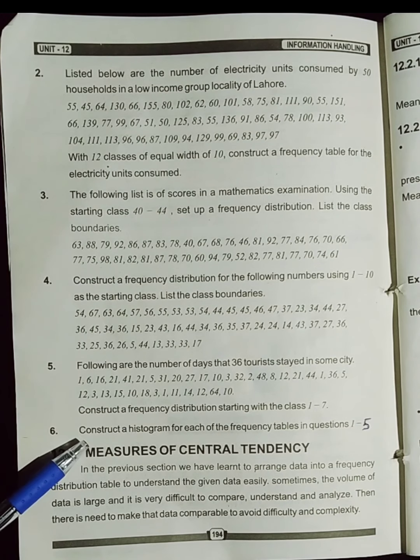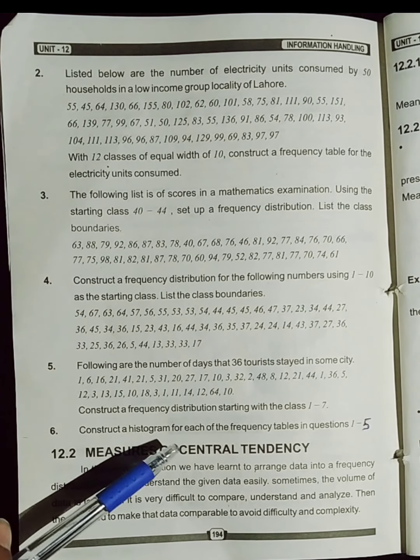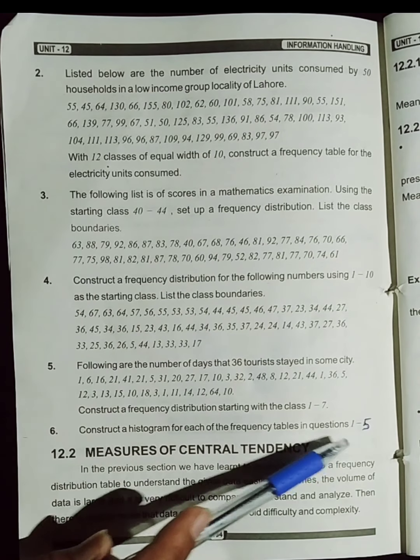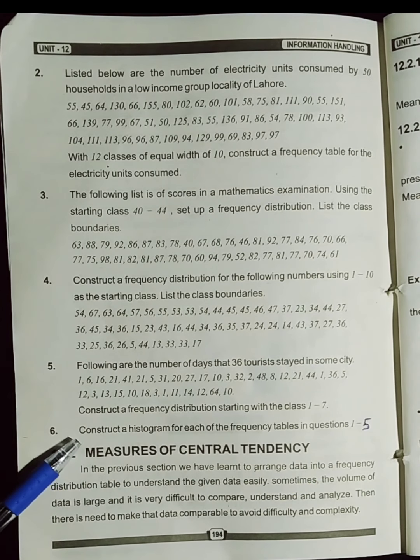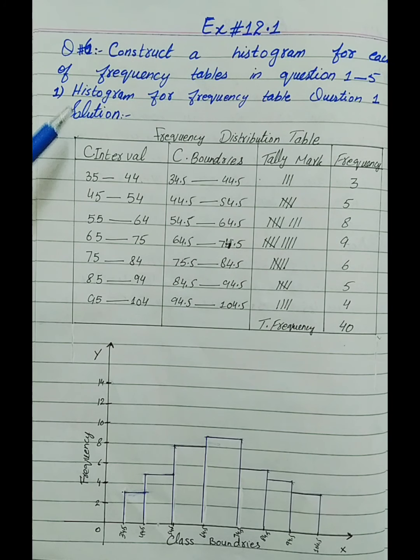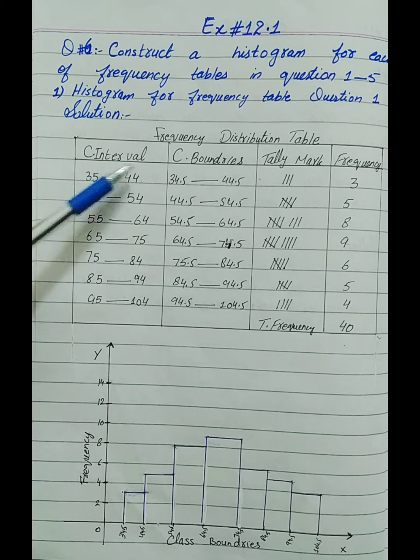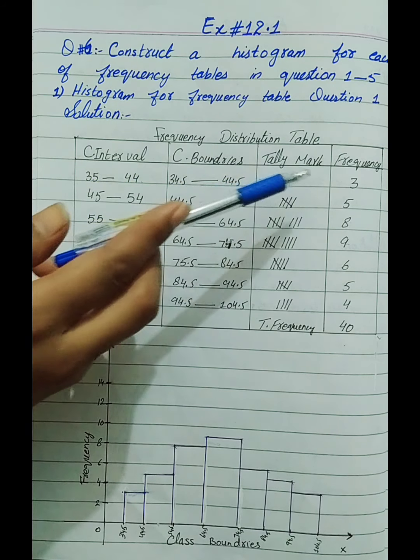Exercise 12.1, question number 6. Construct a histogram for each of the frequency table in question number 1 to 5. So we construct histogram by using question number 1, 2, 3, 4 and 5, which have a frequency table. So question number 1, we have a frequency distribution table which has class intervals, class boundaries, tally mark and frequency.